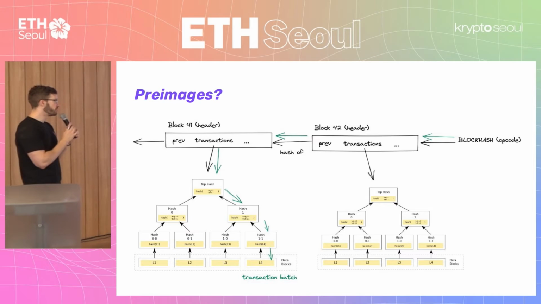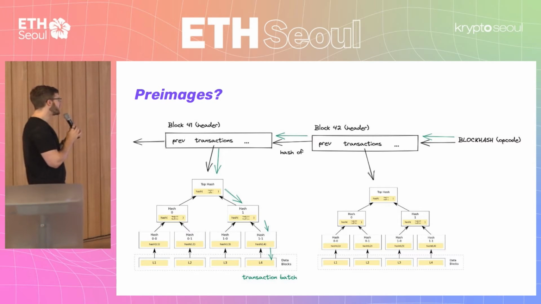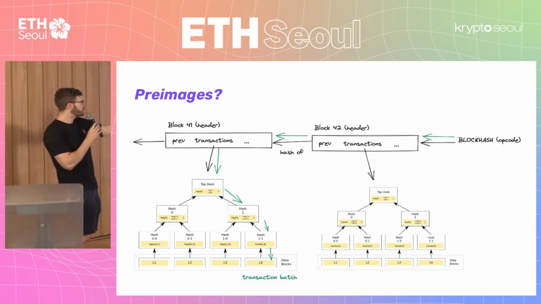So to take an example of walking this, say I'm interested in getting a transaction or a transaction batch that lives in block 41. Say I'm at block 42.